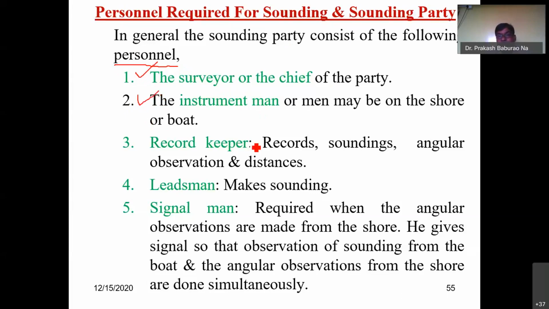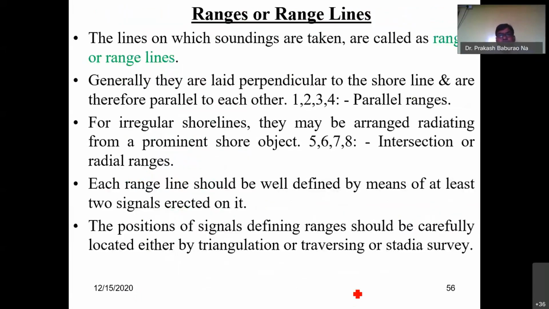The record keeper keeps the soundings, observations, angles or distances. Then the leads man, who makes the sounding, and the signal man, required when the angular observations are made from the shore side. He gives the signal. Suppose at a certain distance away the signal man is also standing on the shore side, and by keeping his hand and showing directions, you move to the left hand side or the right hand side. The observations of the sounding from the boat and the angular observation from the shore are to be done simultaneously. The lines on which the observations are taken are called the range lines.